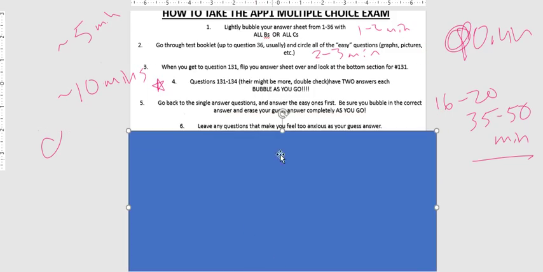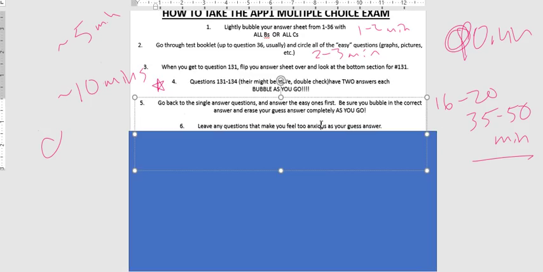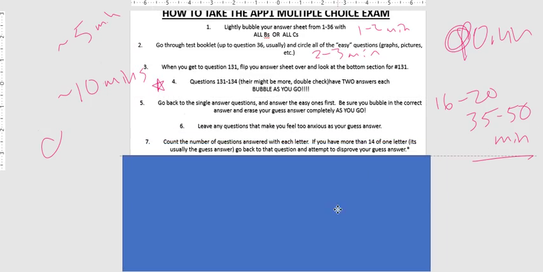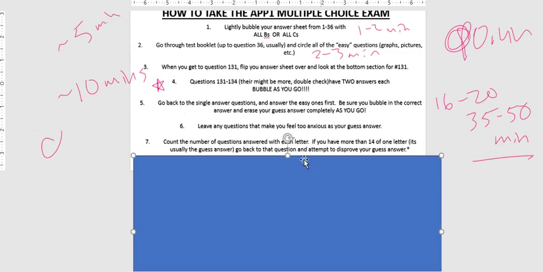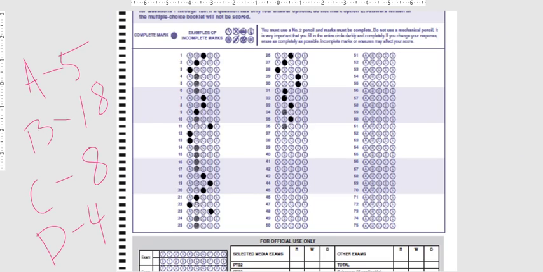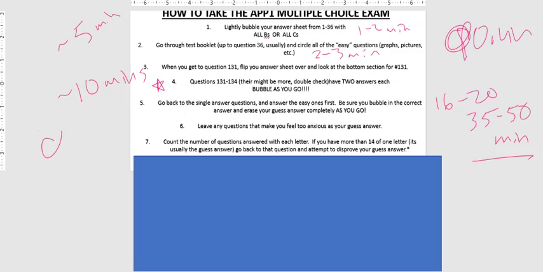Okay. Leave any questions that make you feel too anxious. That shouldn't be all of them, but if some really upset you, just leave them. Okay, so then you go back and you count the number of questions you answered with each letter. So I did that up here. I have 5 A's, 18 B's, which was my guess letter, 8 C's, and 4 D's.